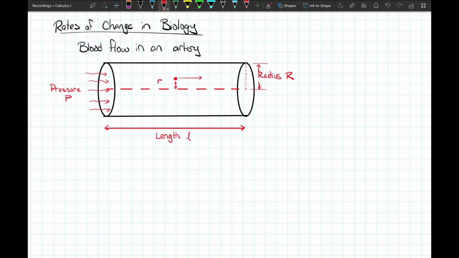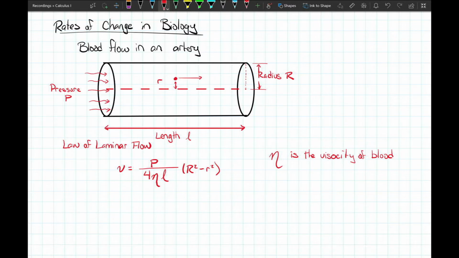And this is using the law of laminar flow. Now, of course, there are many fun examples of laminar flow if you want to go on a YouTube adventure. But the law of laminar flow is here. The velocity is equal to pressure over 4 times eta, that is the viscosity, multiplied by the length of the artery, and that is multiplied by the radius of the artery squared minus the distance of any point that we choose to measure the velocity, squared, from the center of the artery.